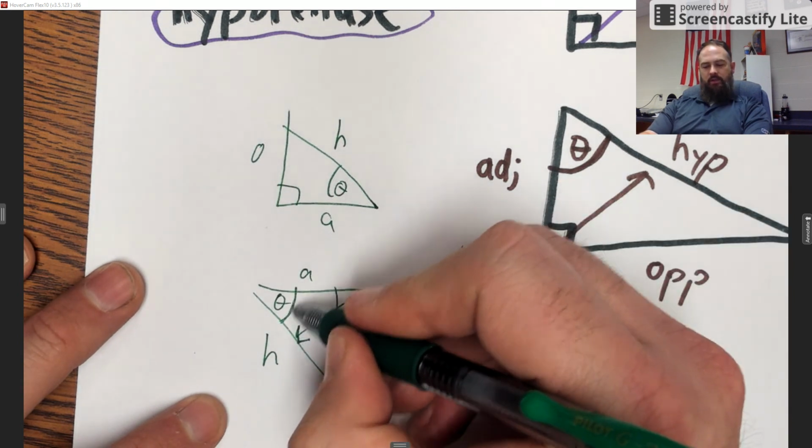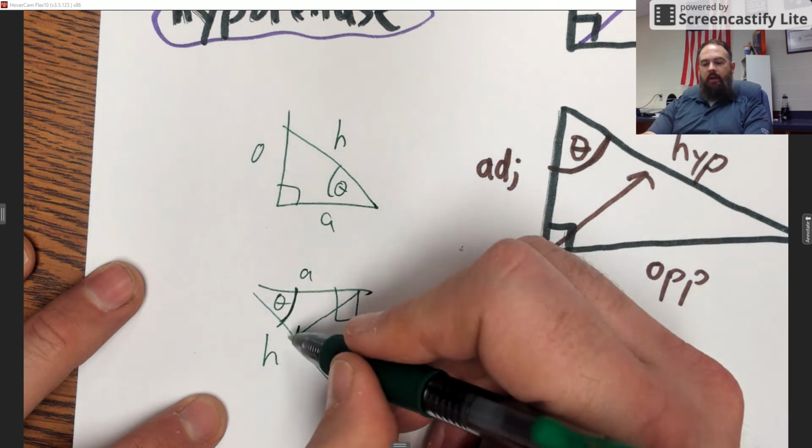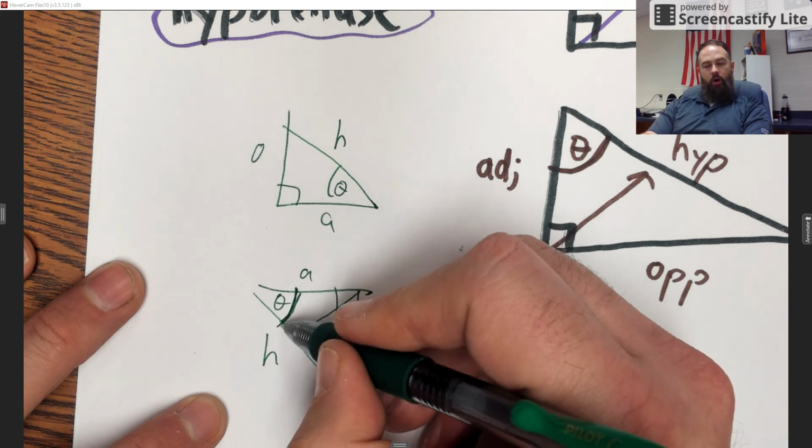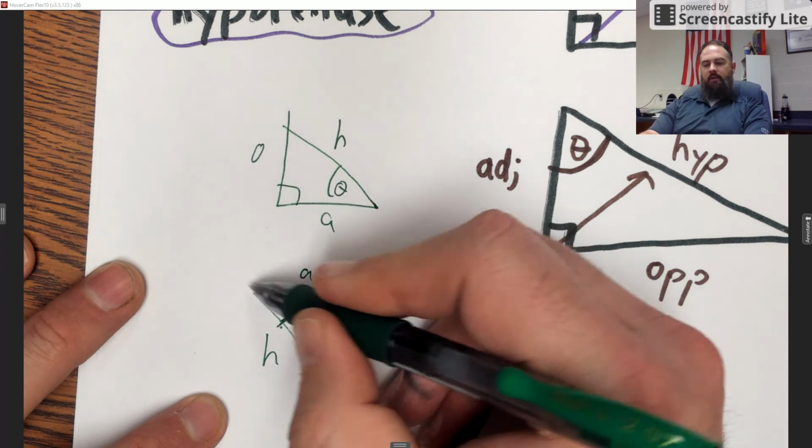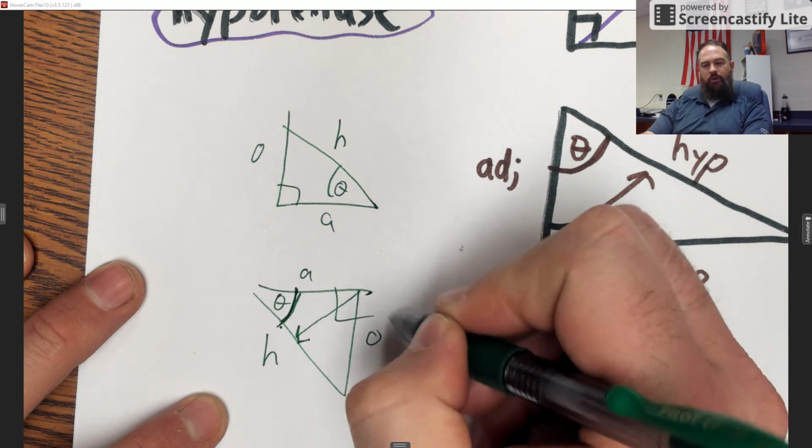The adjacent one is the one that is also touching your reference angle. If I draw that angle arc, that arc will always touch hypotenuse and adjacent. The other one across the other side is going to be opposite.